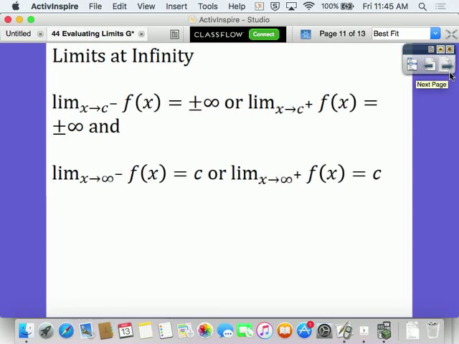These are limits at infinity. If the limit as x approaches c from the left is positive or negative infinity, or if the limit as x approaches c from the right is positive or negative infinity, that can happen. I don't want you to think that it doesn't happen, because clearly it does. Actually, now that I think about it, this slide should have been before that last slide. But it's okay. We don't make mistakes. And if you notice, you could also have limits as x approaches infinity from the left or from the right. In those cases, you are going to approach a fixed value. So don't think that you can't approach these values when you actually can.